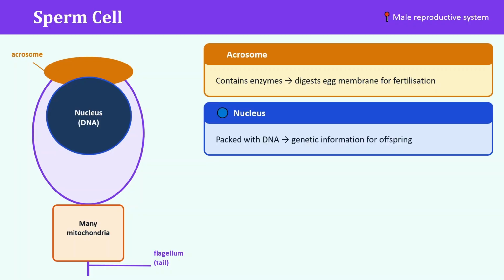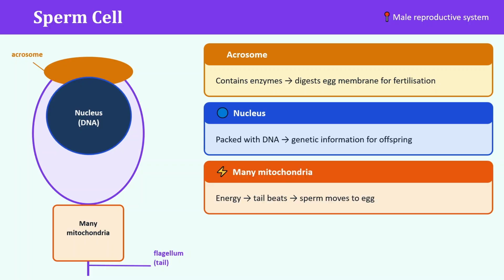The large dark oval inside the head, that is the nucleus. It is packed with DNA, the genetic information that will be passed on to the next offspring. Below the head, the middle section, look carefully, it is packed with mitochondria. The sperm needs energy to swim. It has to travel a long distance through the female reproductive tract to reach the egg. All that movement requires continuous energy, and mitochondria provide it through aerobic respiration.